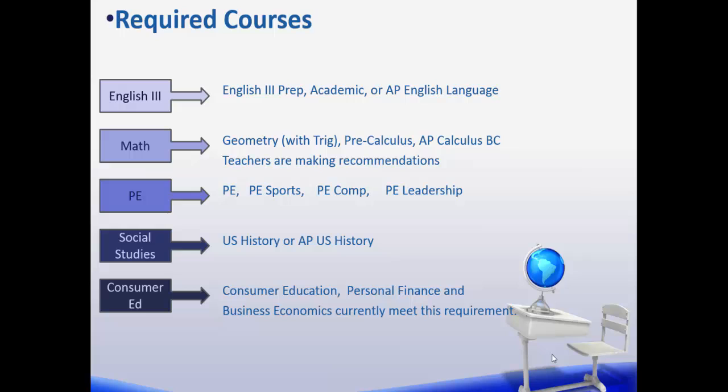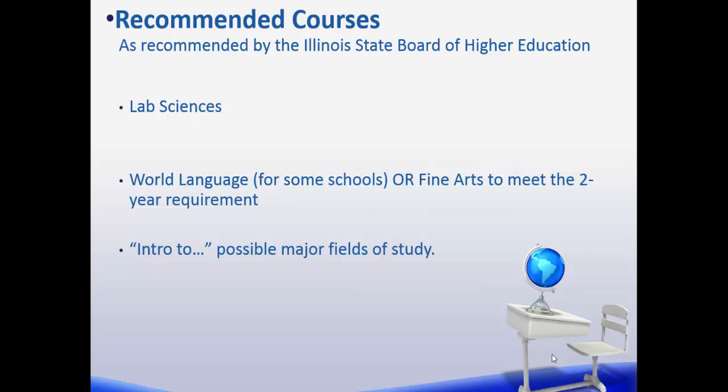All juniors generally will take a form of the consumer ed graduation requirement. This is a state requirement that can be met in a number of different ways. You can take the traditional consumer education class that's offered in our social studies department. You can take personal finance 1 through the business department or business econ. Currently, those are the 3 courses that we have that meet that consumer ed requirement. Generally, our students will take that during the junior year. However, some students wait and take that during the senior year.